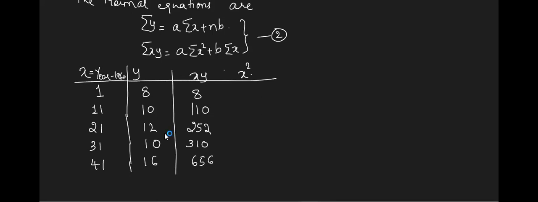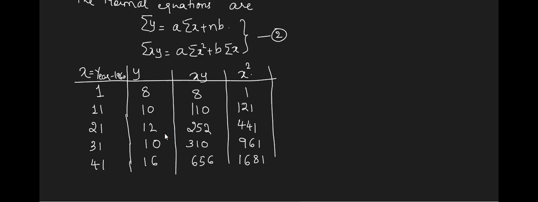Okay. Square these values. 1 square is 1. 11 square is 121. 121 is correct. 21 square you do it. 441. 31 square. 961. 41 square. 1681. Otherwise, these values would have been bigger ones. Nothing much.